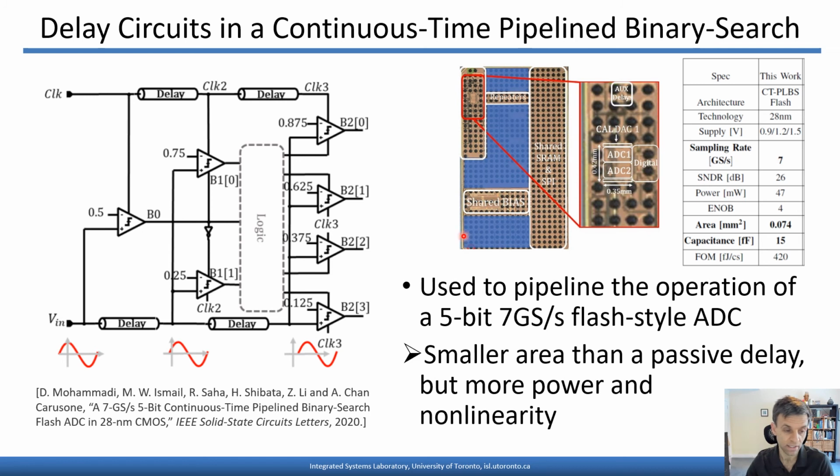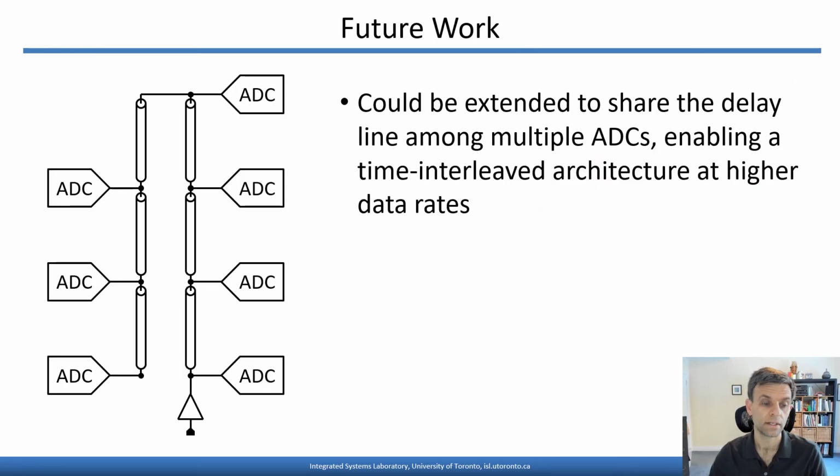Now, because the input is only loaded by one of these relatively small active delay circuits, the input capacitance of the overall continuous time pipeline A to D is only 15 femtofarads, which is much less than what would be typical for a 5-bit A to D at this speed in this technology, which would normally require a full flash A to D.